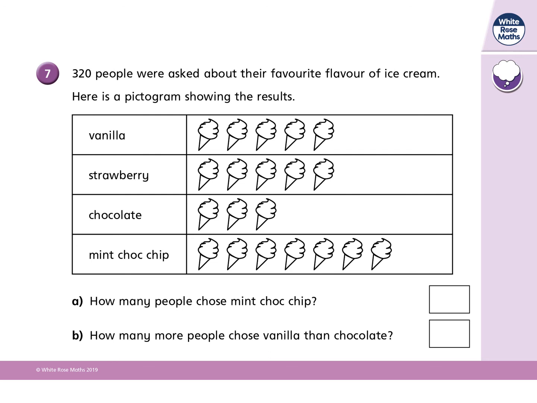Okay? Once you've worked out what each ice cream stands for, you'll then be able to work out the difference between those who picked vanilla and those who picked chocolate. Have a go, but remember the first calculation needs to be 320 divided by however many ice creams are there to work out what each ice cream represents.